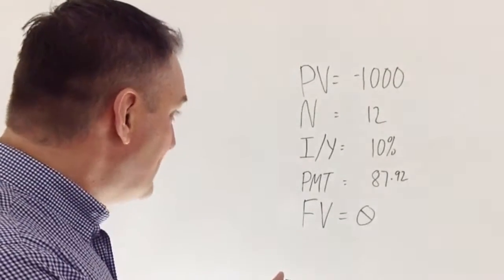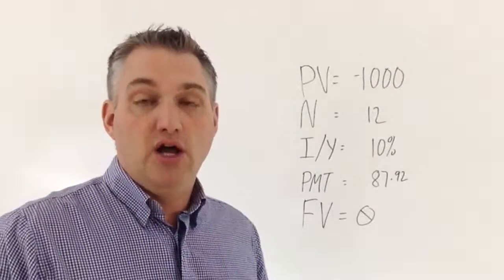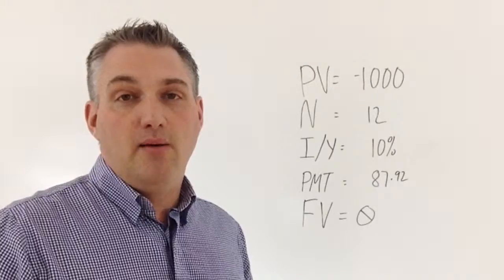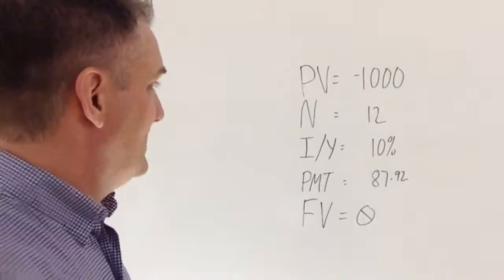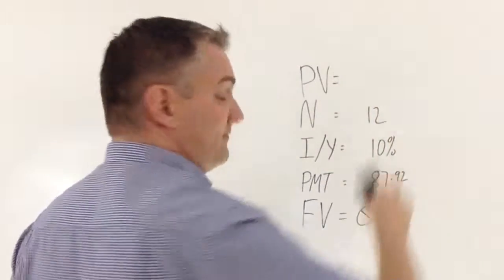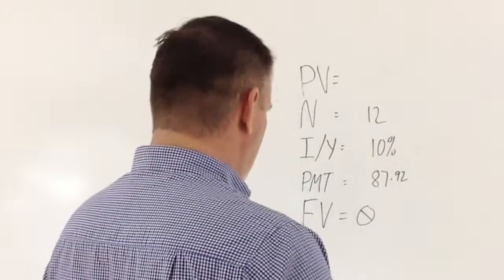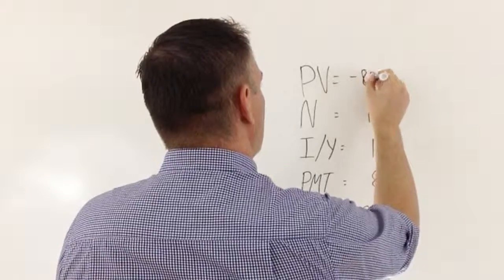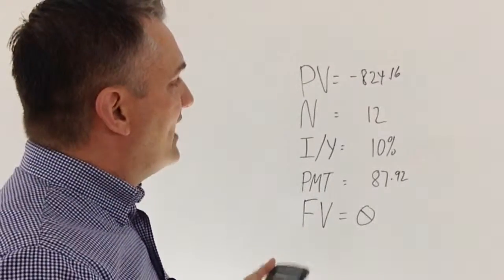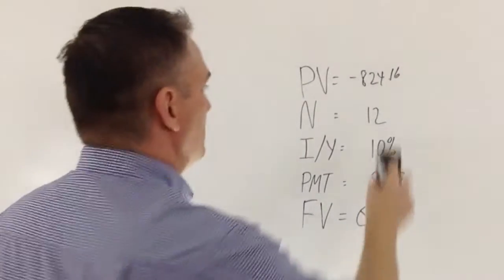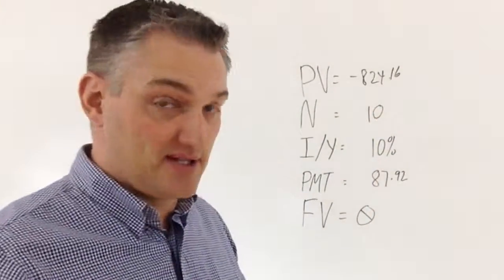Well, we've got 87.92 times 2 gives 175.84. So if we have to give the leasing company 175.84, what that really means is that they've given less money, right? So what they've really put out at the beginning is actually only $824.16. Okay? And they're going to collect that money for only 10 payments because we've given them the last 2 payments in advance.